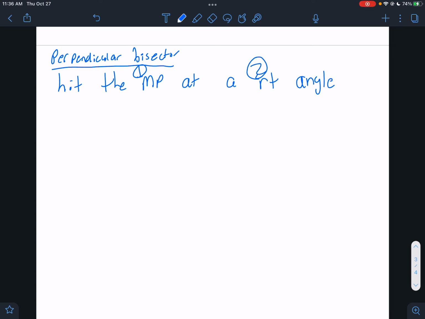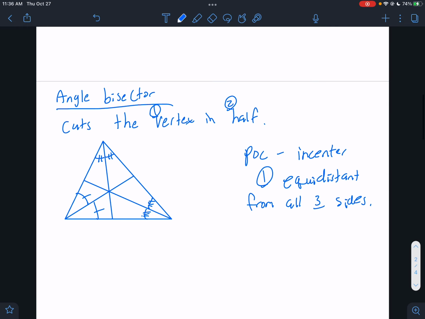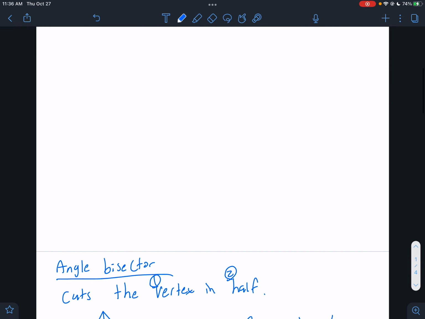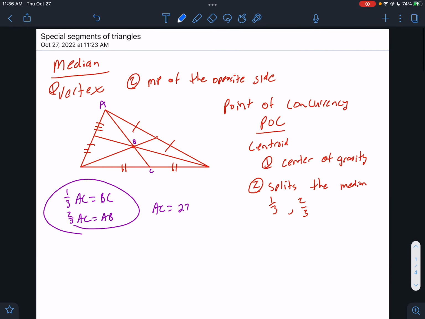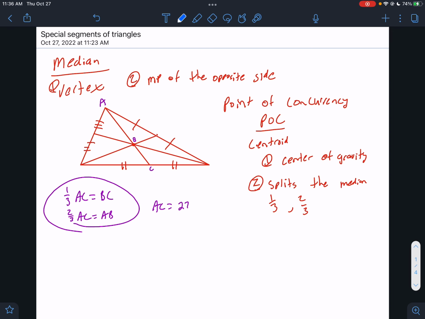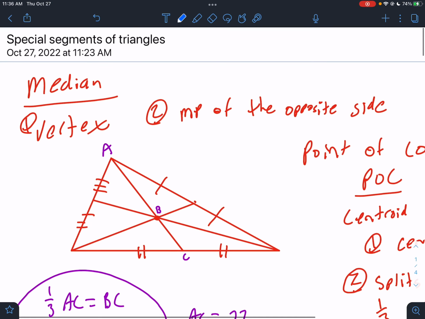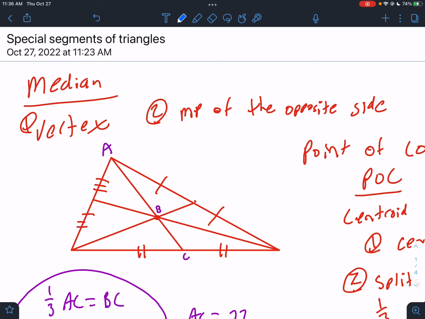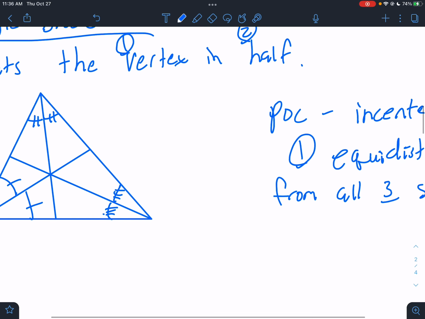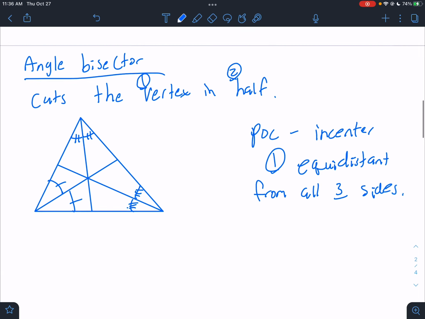Two things: it hits the midpoint of the side at a right angle. Did I mention anything about hitting a vertex? No. So an angle bisector has to go through a vertex and has to cut the angle in half. A median also has to go through a vertex, but it has to hit the midpoint of the opposite side. Those are the two things a median must do. But like we said a second ago, could a median also cut the vertex angle in half? It could. If it's isosceles, it does that from the vertex angle.